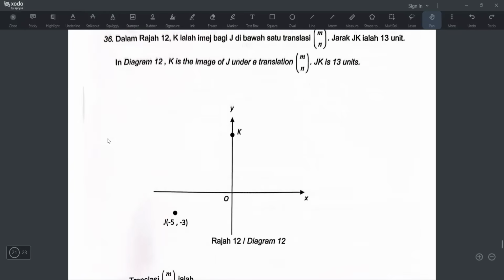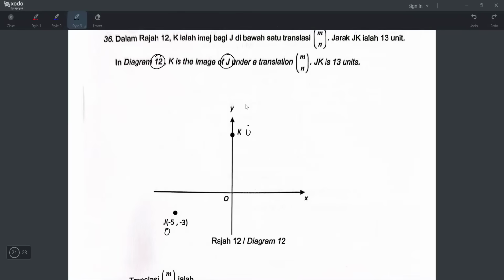Okay, let's go 36. In diagram 12, K is the image of J. Immediately go to K, put an I there. Go to J, write an O there. Yes, because when you're doing a transformation question, you must always be very aware of which is the image and which is the object. So when they tell you in the question, you must write it down straight away. So now you know it's from J to K, not K to J, because you always go from object to image. And K is the image, right? So it means you start from J and end with K.